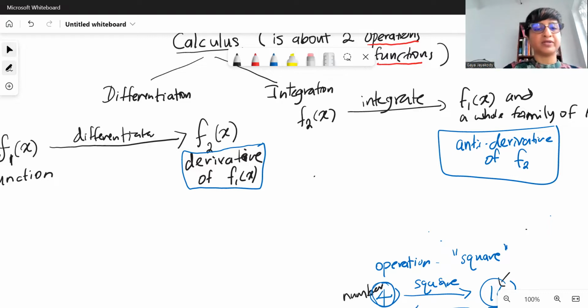So this is a bit of terminology, and the connection between the operation of differentiation and the operation of integration. Then let's see what this is. What is the derivative of a function? If you understand that, you will automatically understand the rest.